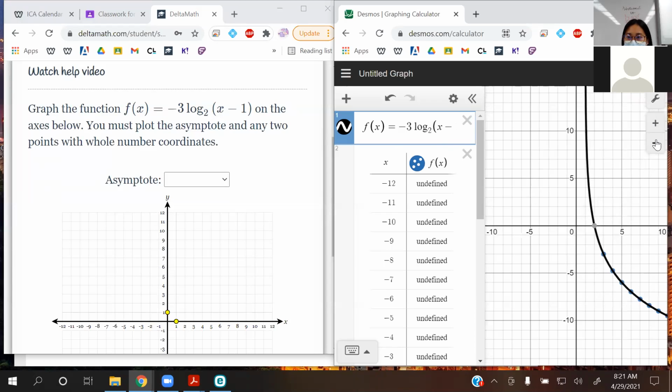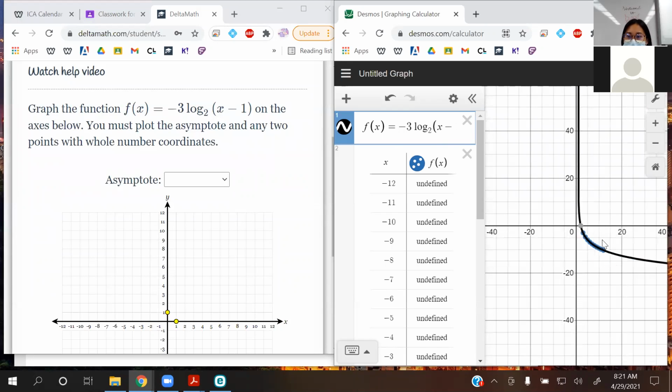Okay, that's a little bit hard to see. Let me zoom out. There we go. So now we have a log function, which is facing this way, kind of like an L shape. And the asymptote for log functions is always going to be vertical, okay?